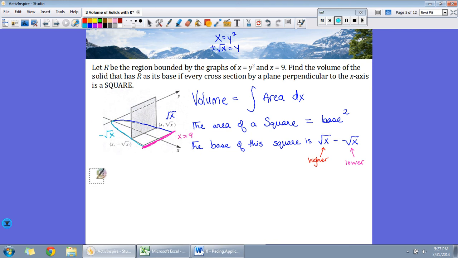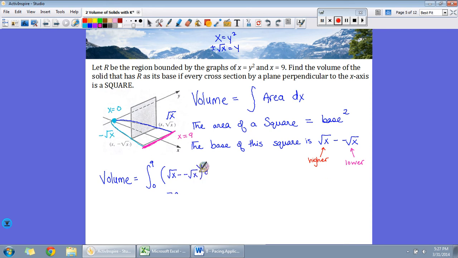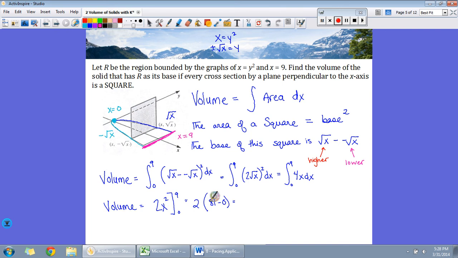So to get our integral for volume, we set volume equal to the integral from 0 to 9, because we are going from x equals 0 to x equals 9, of the base squared, which is 2 square root of x squared, which is 4x. When we take the antiderivative, we get 2x squared on the interval from 0 to 9, which is 2 times 81 minus 0, which is 162 units cubed.